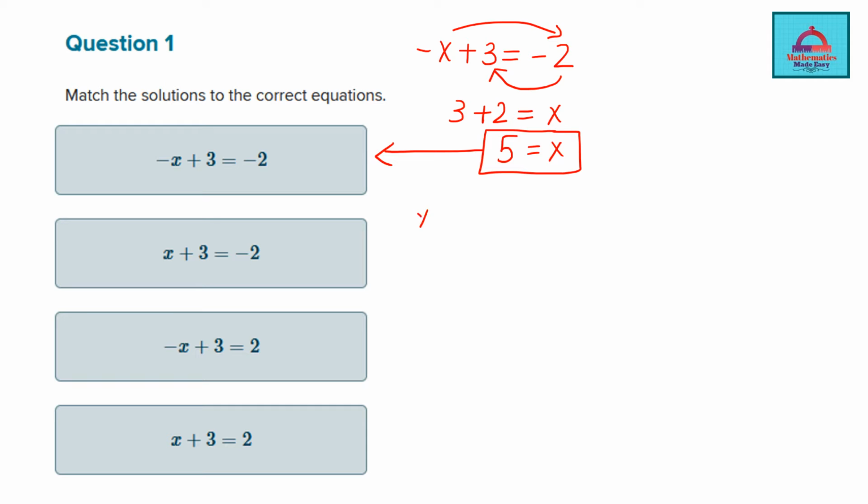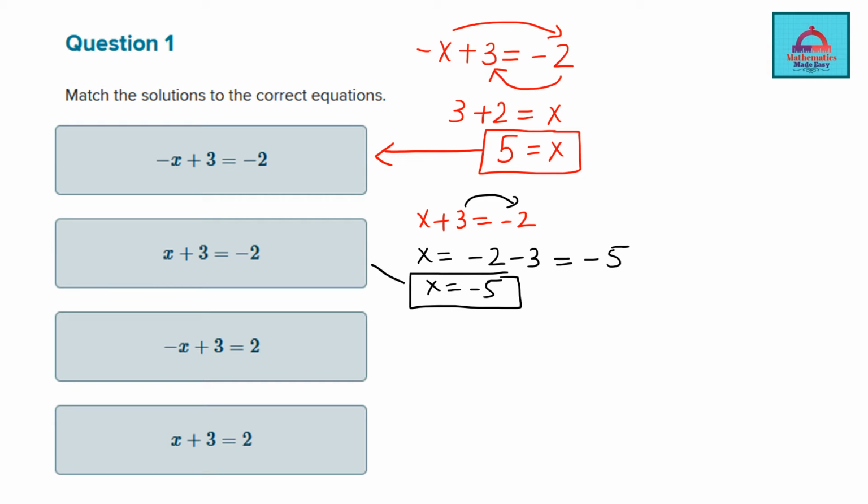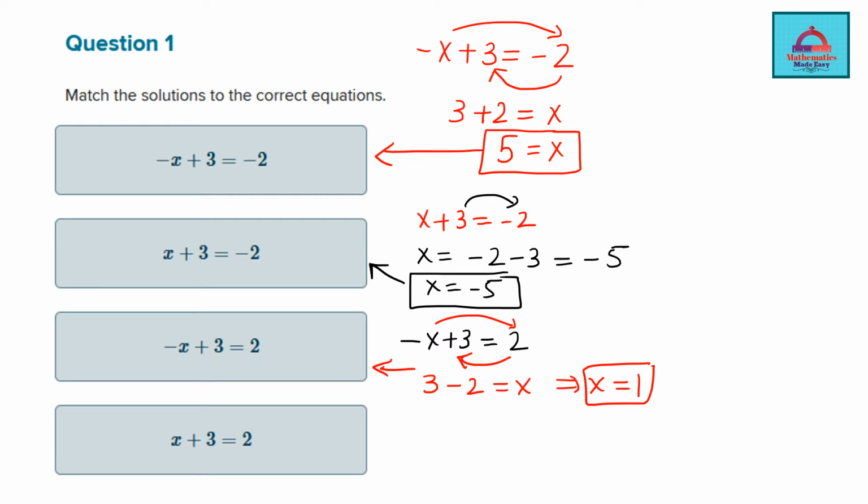Next equation, x plus 3 is equal to minus 2. This is very easy. You will move 3 on the other side. So x equal to minus 2 minus 3, which is minus 5. So x equal to minus 5 is the solution of this equation. Next is minus x plus 3 is equal to 2. X has a negative sign, so we are going to make it positive, move it here, 2 will be moved here. So 3 minus 2 is equal to x, or x is equal to 1 is the solution for this equation.